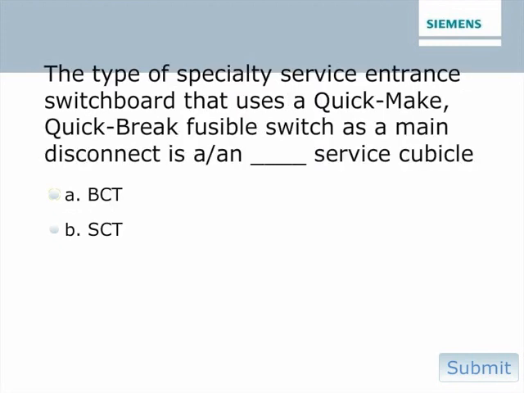Question 5. The type of specialty service entrance switchboard that uses a quick make, quick break fusible switch as a main disconnect is a blank service cubicle. Is it A, BCT, or B, SCT?